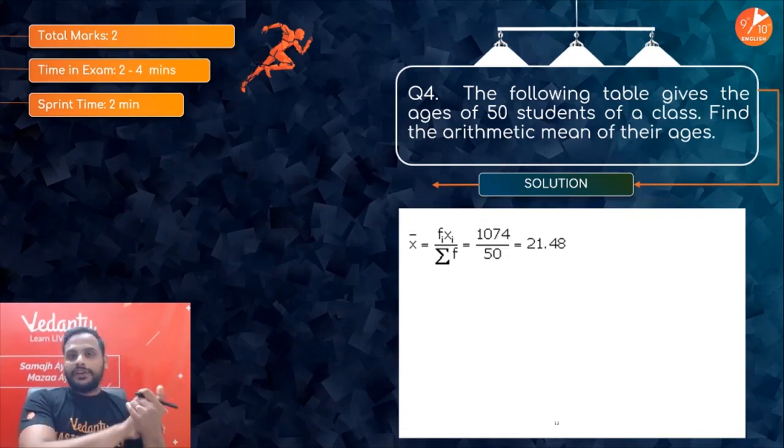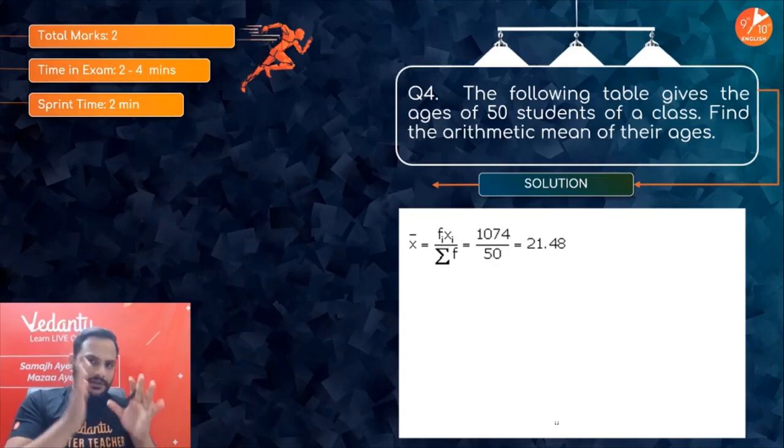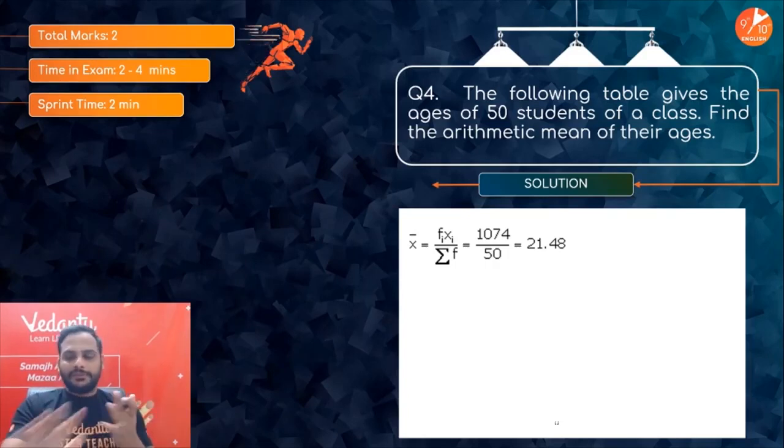Now I am going to discuss the step deviation method and the direct method. Remember this thing, see the session, your table part will be sorted.